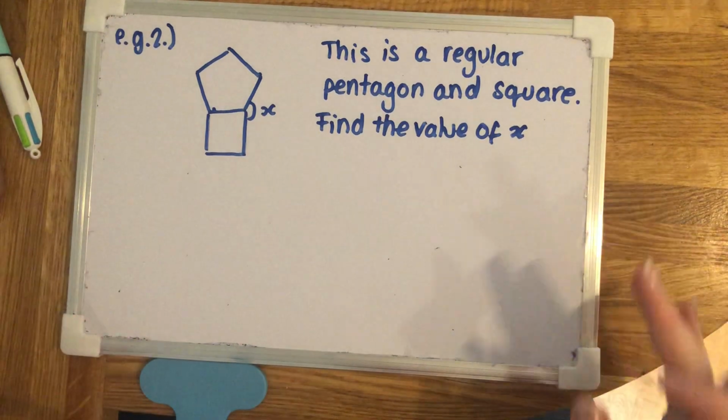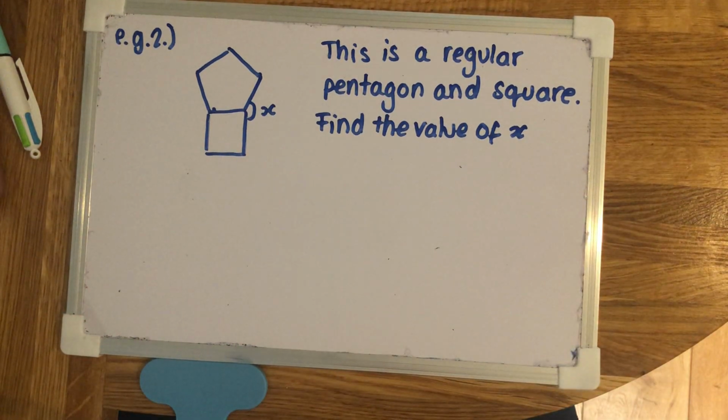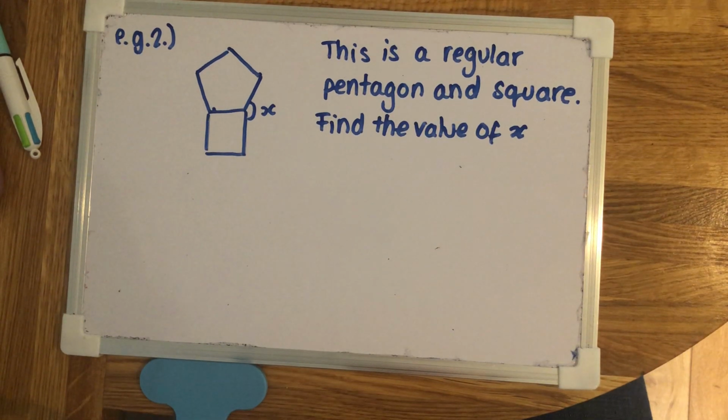Okay, so this is just another type that you could get. They're obviously different every time. It's just knowing what rules to do. Now this one actually has 2 different ways of doing it. I'm going to do it one particular way, but if you think, oh, actually we could do it this way and still get the same answer, then go for it.